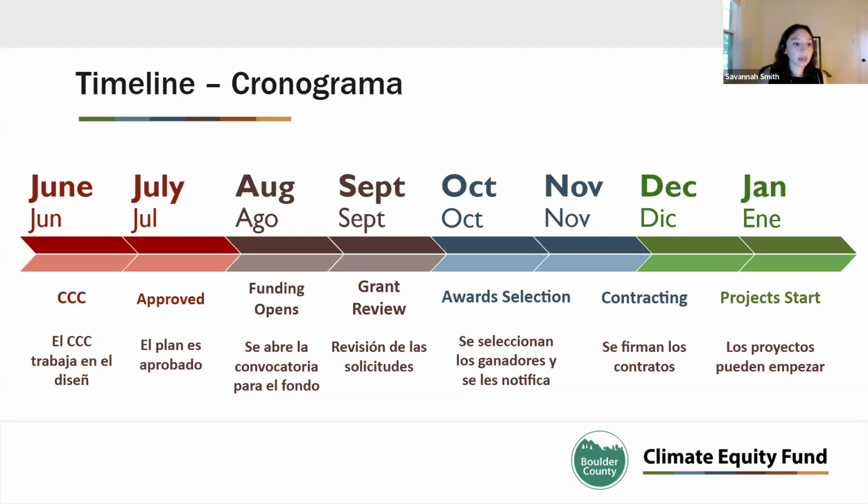It looks like most of the questions have been answered in the chat. How much funding is available in each tier? So again, we have the 10 for tier 1 and 5 for tier 2, and we don't have a breakdown per tier of exactly how much of each are going to be awarded of the $2.5 million.